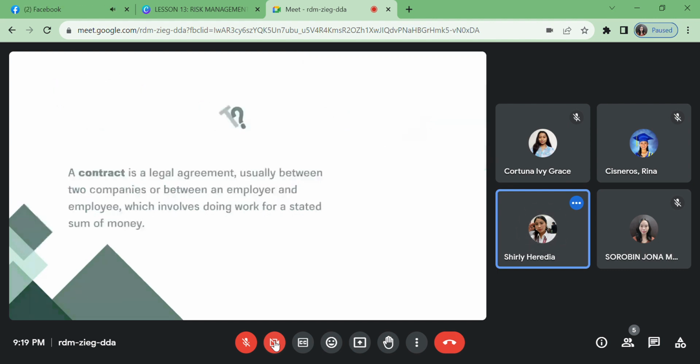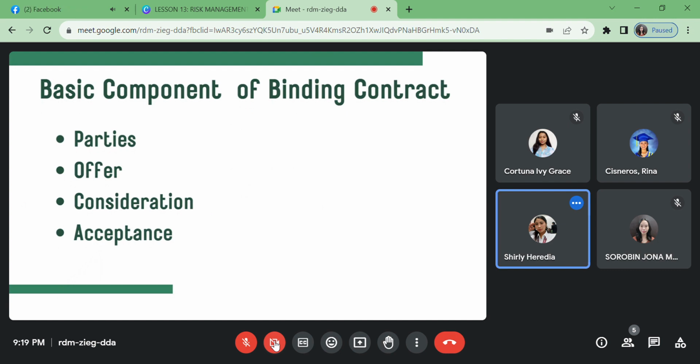Please go next, Ivy. Basic components of a lending contract. First is the parties, second offer, third consideration, fourth acceptance. I will start with the offer. An offer is when one of the parties makes a promise or refrains from doing a specified action in the future.